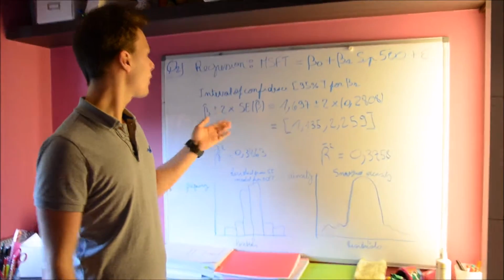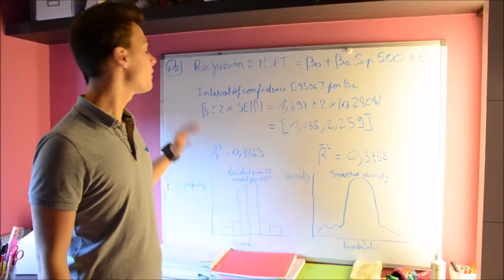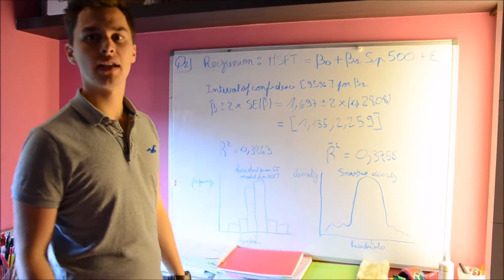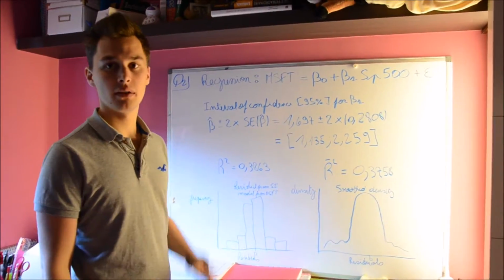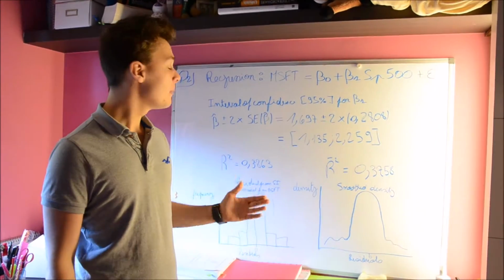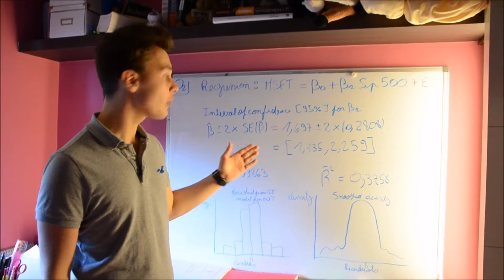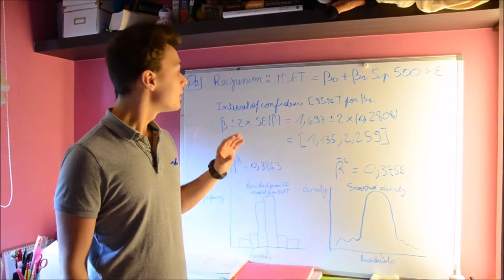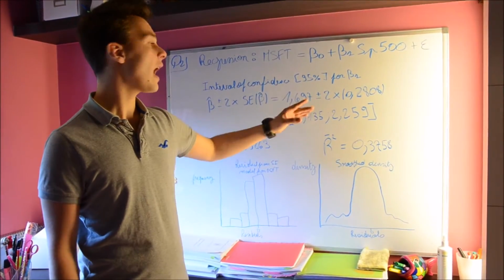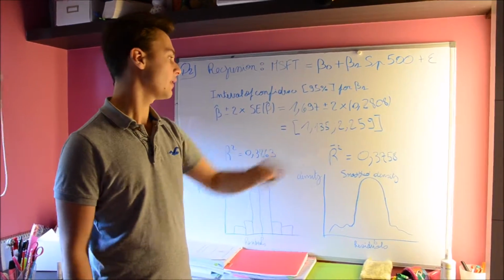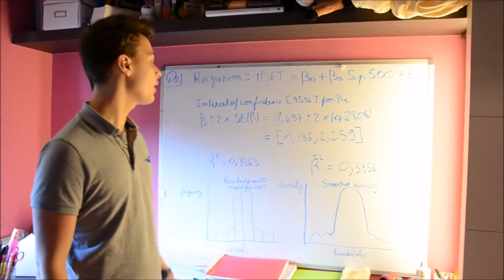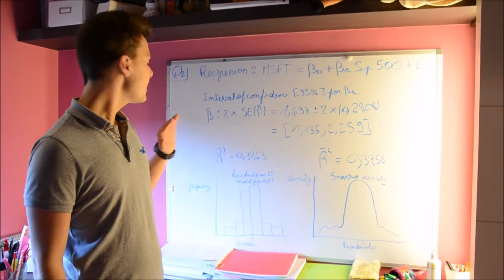With the standard error and the estimated value of beta 1, we can also build an interval of confidence at 95% for beta 1. We have here the formula and the results. The results mean that we are sure at 95% that the real value of beta 1 is between 1.135 and 2.259.